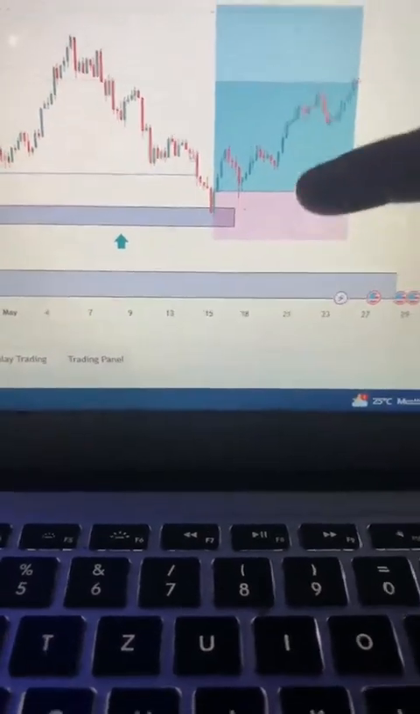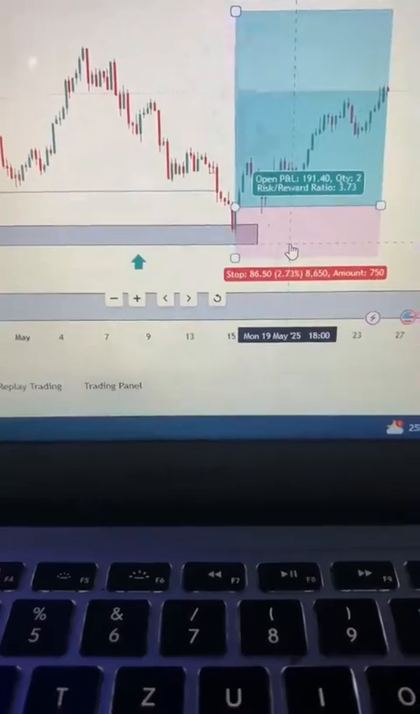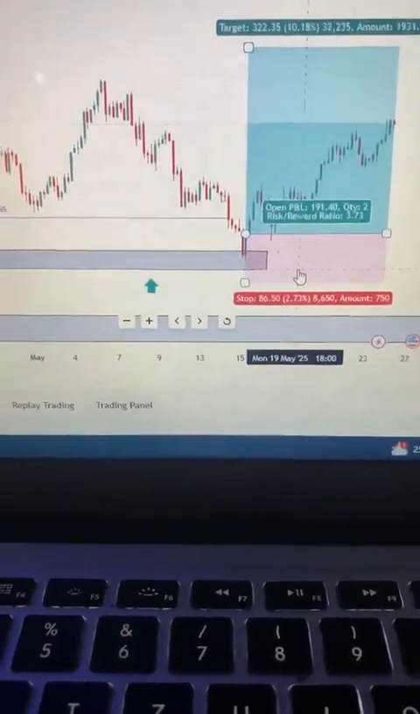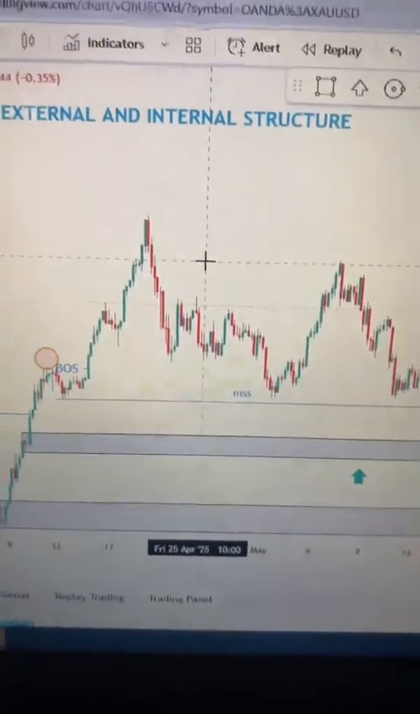And if price goes against you, guys, you will lose about 86 pips, and you could blow your account. So for you to trade like this is very wrong. What you need to do is look for the other structure, which is your internal structure. This internal structure works very well.